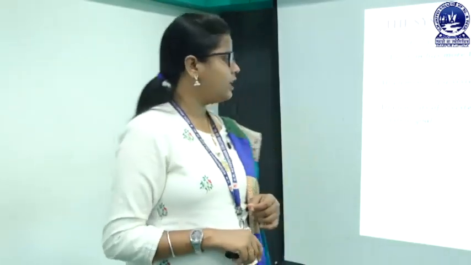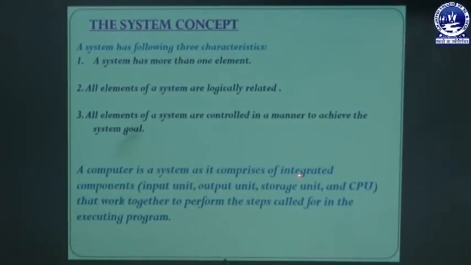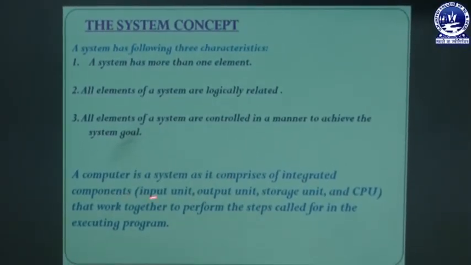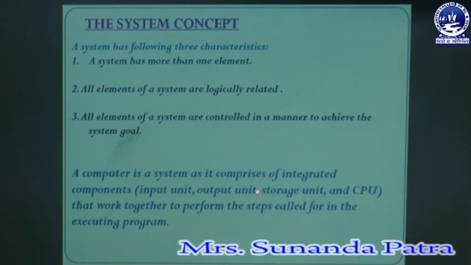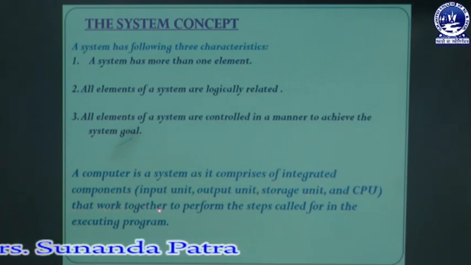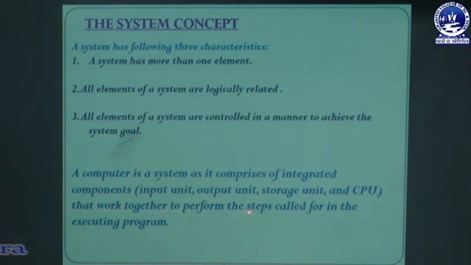Or we can say a computer is a system as it comprises integrated components. So what are those integrated components? Input unit, output unit, storage unit and the central processing unit. Inside the central processing unit we have the arithmetic logic unit and the control unit. So all these integrated components will work together to perform the steps. So what is that step? That is executing a program. So these steps mean the instructions.